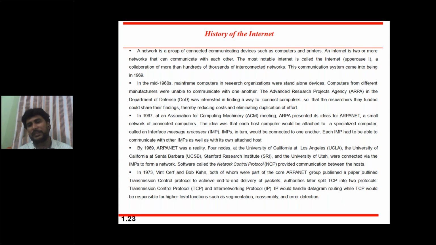And in the 1970s, the people who worked on the ARPANET project developed a protocol called the Transmission Control Protocol. Later it was split into two units: Transmission Control Protocol and Internet Protocol. The Internet Protocol handles datagram routing, whereas the Transmission Control Protocol functions with segmentation, reassembly, and error detection. We'll talk about all this in the coming topics.